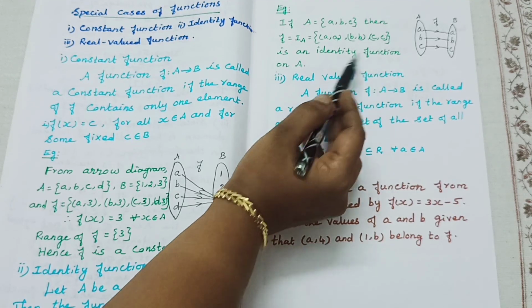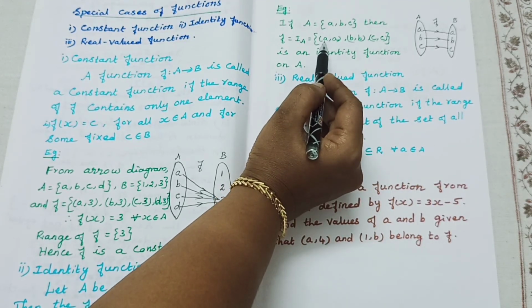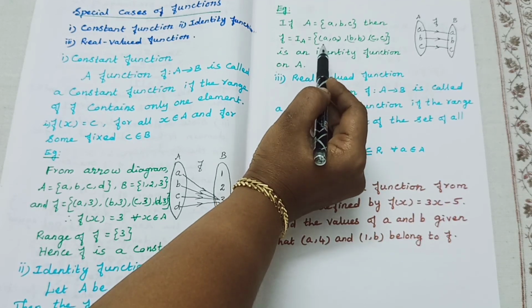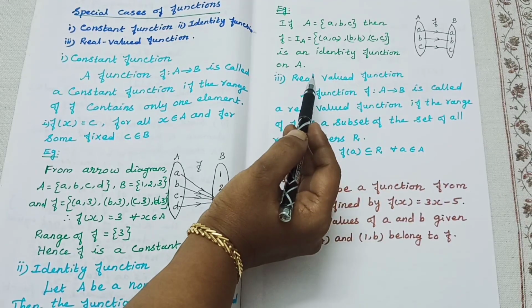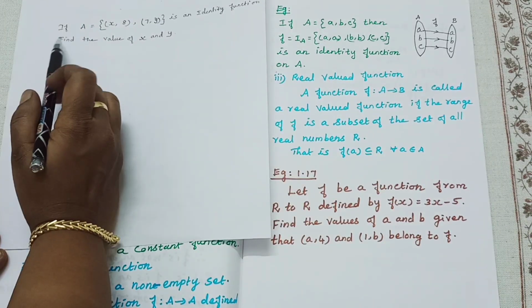Suppose like this, one question is given. If A is equal to the set of 7 comma y is an identity function. This is an identity function, like that in the question itself it is given.